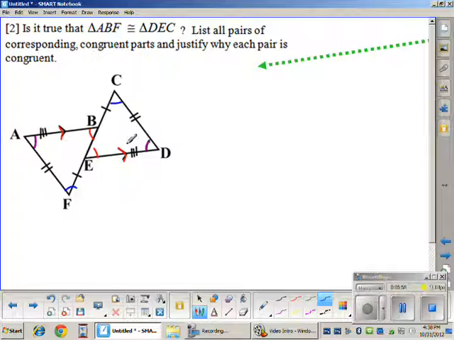So I definitely have three angles that are the same as three angles. Let's talk about sides. Well, I have CD with two tick marks, AF with two tick marks. I have AB, I have ED. So really the only question is: is CE congruent to BF?